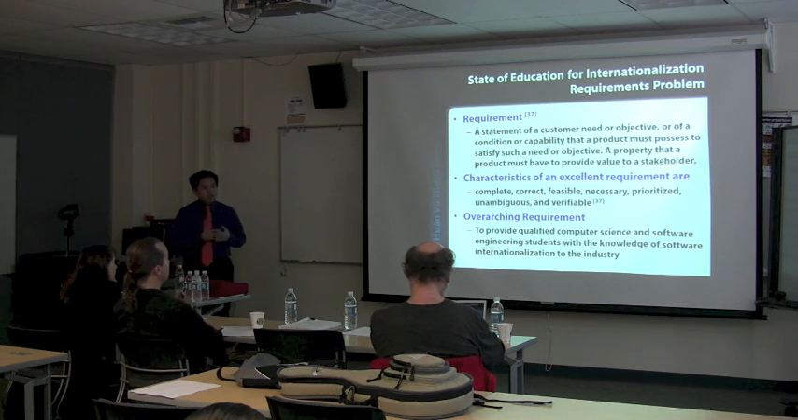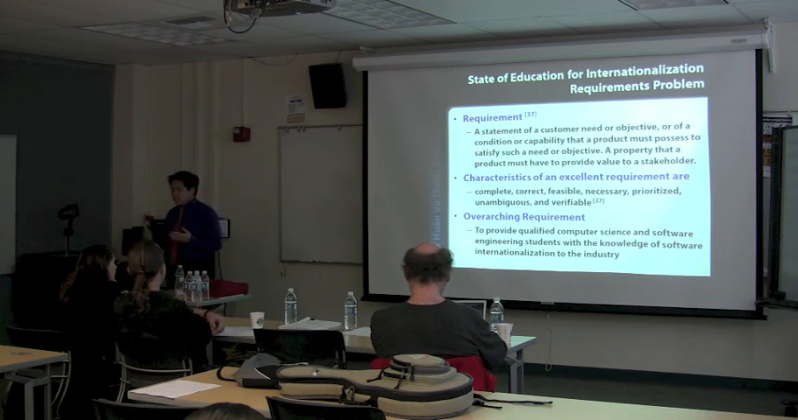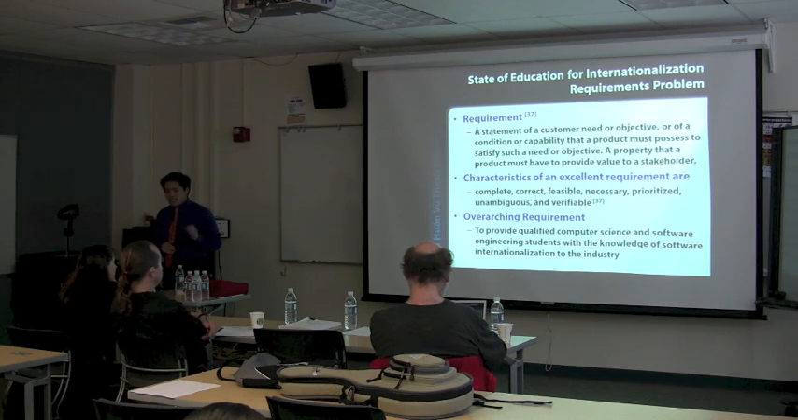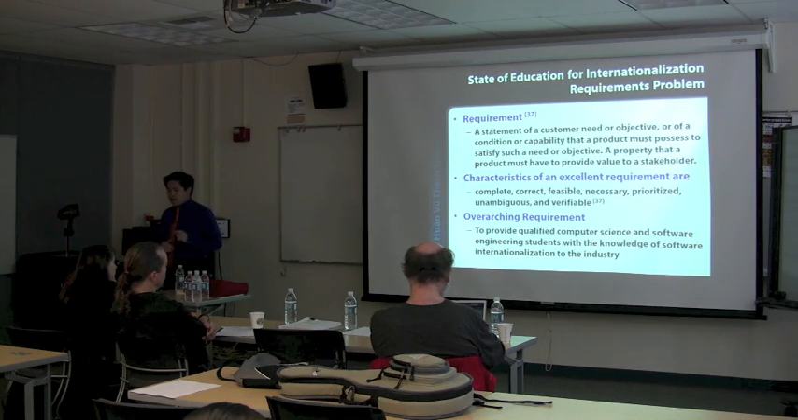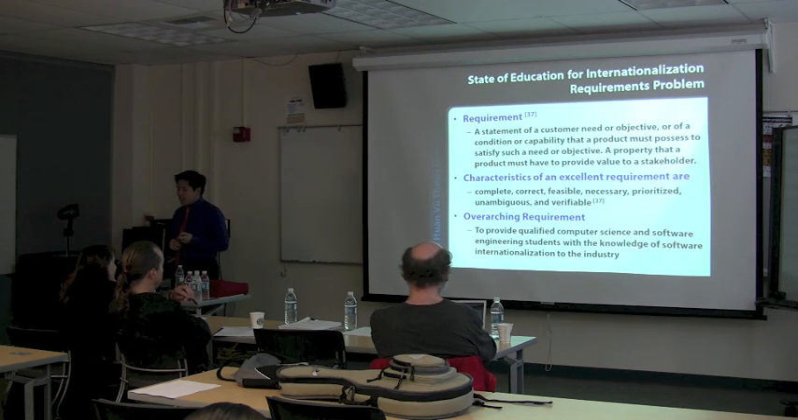The state of education for software internationalization can be viewed in the context of a requirements problem. Karl Wiegers defined, and by the way, Karl Wiegers, for those who are computer science students, he's the one who actually wrote some of the books in our software engineering courses. He defines a requirement as a statement of a customer need or objective, or of a condition or capability that a product must possess to satisfy such a need or objective. A property that a product must have to provide value to a stakeholder. He states that the characteristics of an excellent requirement are complete, correct, feasible, necessary, prioritized, unambiguous, and verifiable.